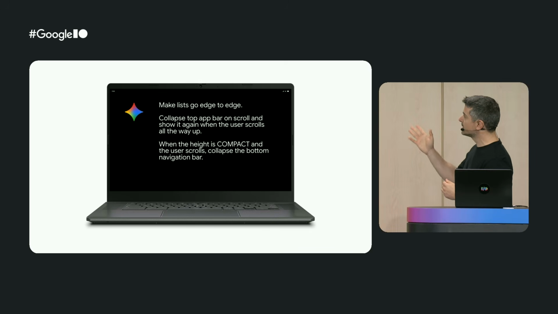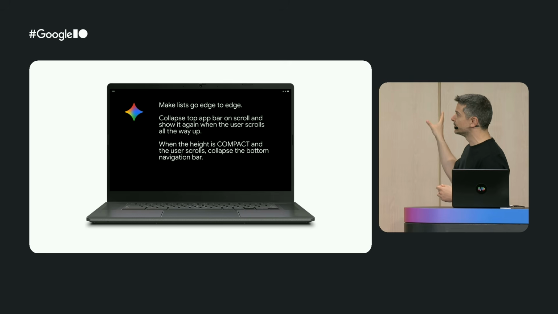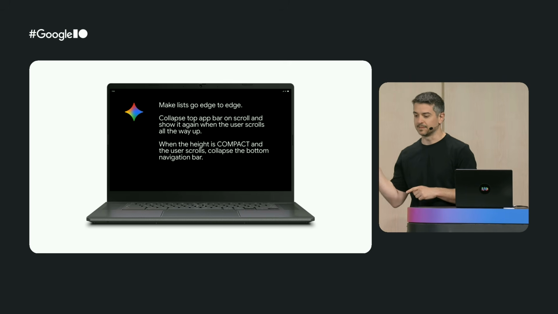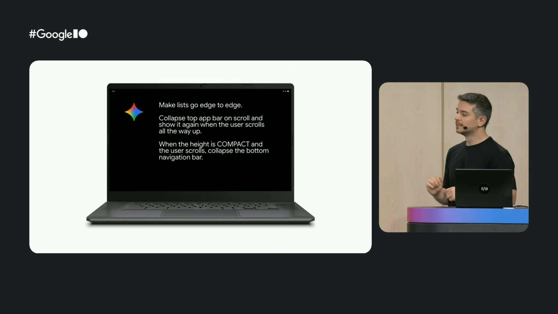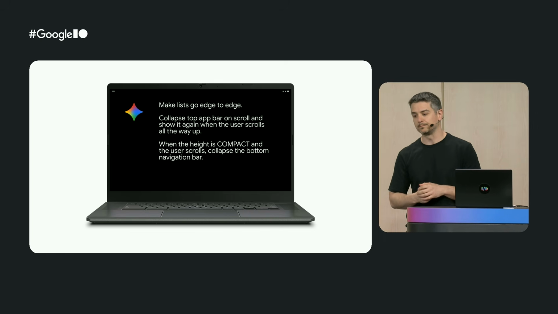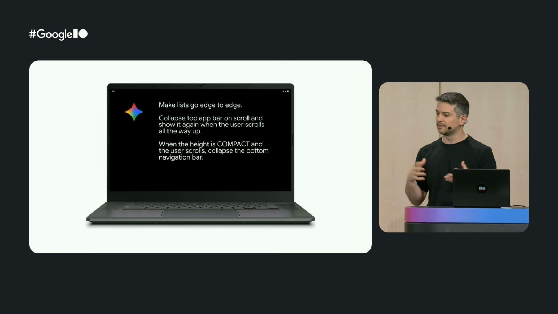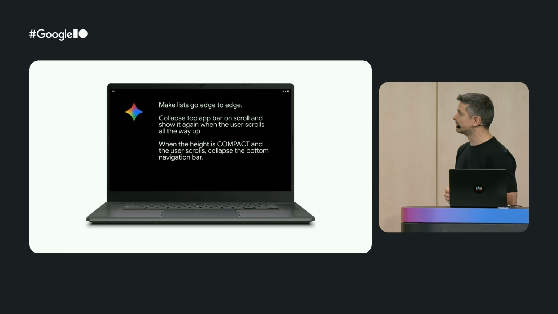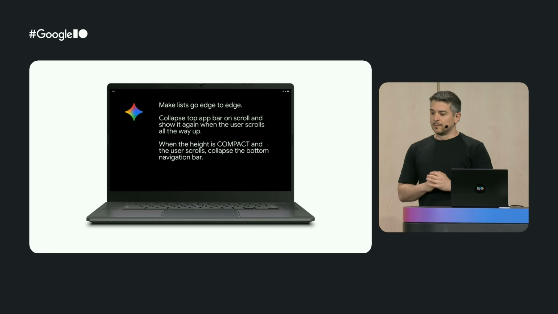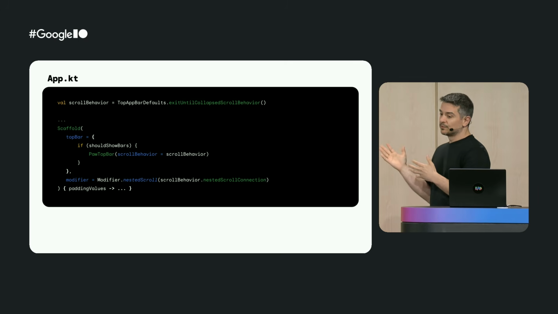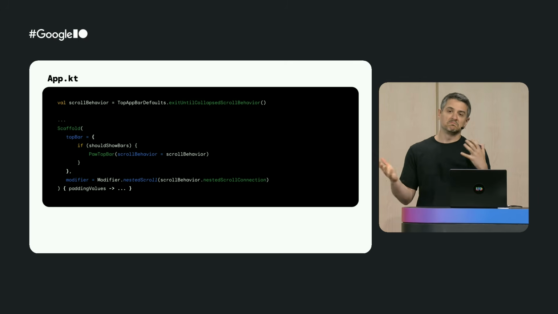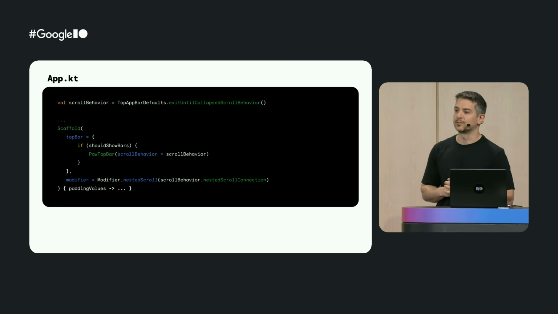"Make lists go edge to edge, collapse top app bar on scroll, and show it again when the user scrolls all the way up." That's important because there's 2 modes. "When the height is compact and the user scrolls, collapse the navigation bar." I like to include multiple tasks in one prompt when they are related. That actually saves time and tokens because the agent doesn't have to figure out the context twice. But you can split it in 2 if you want. So with this information, the model can come up with the relatively complex Compose code needed to make all of this work.